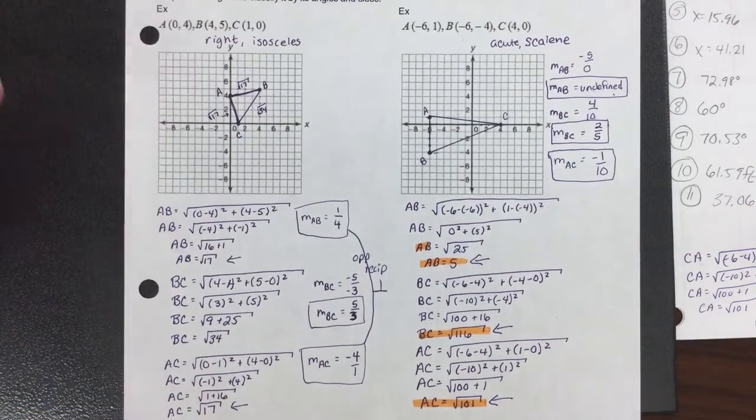So there's a couple examples for how to find and classify triangles in a coordinate plane based on their angles and sides. If you have any questions, make sure to write them down on your guided notes and ask when you get to class.